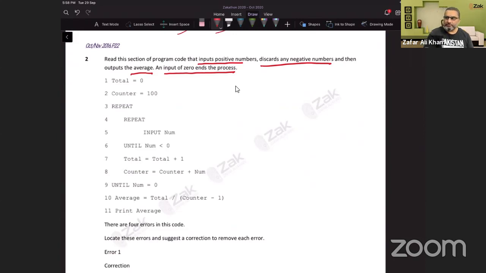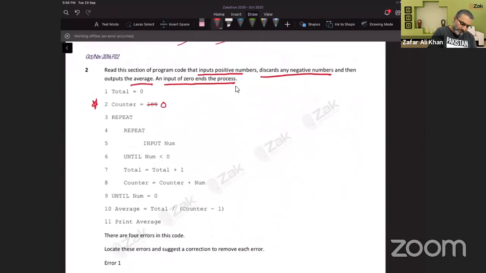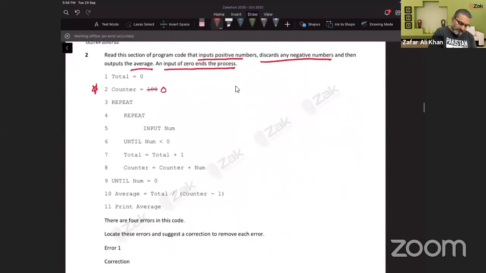Total is equal to 0. Counter is equal to 100. This is error-based system, so it has to be 0. Repeat and then another repeat. So this repeat goes until here, this repeat goes until there. So inside loop works completely for every outside loop.